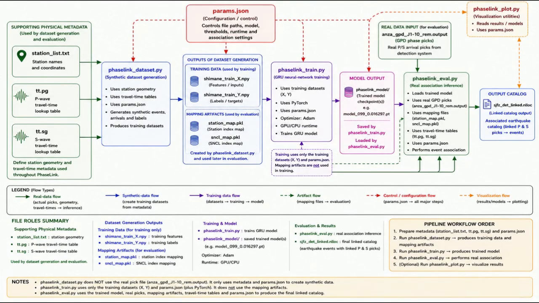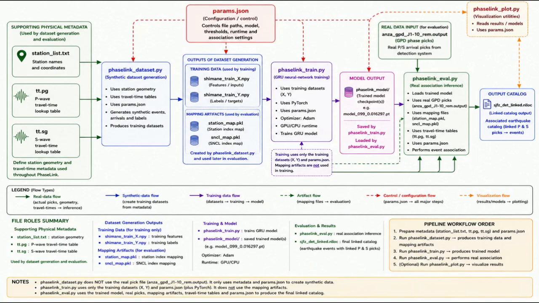From left to right, the workflow begins with the physical information describing the seismic network. The files stationlist.txt, tt.p, and tt.sg contain the station coordinates and the theoretical P-wave and S-wave travel time tables. Together, these files define the geometry of the seismic network and the expected behavior of seismic wave propagation.